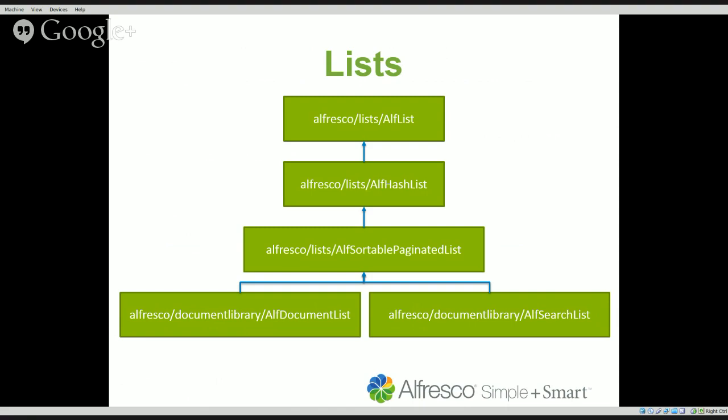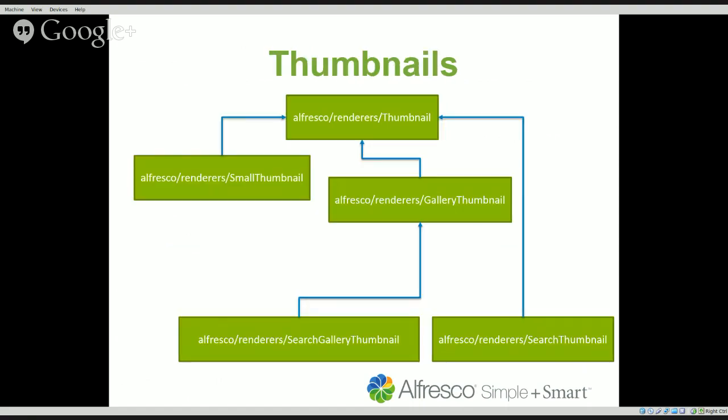So by abstracting it, we're able to make everything smaller and neater, and anyone who just wants basic list capabilities can use Alf list. That's the general idea, that we can build this kind of hierarchy. And the other neat thing, another example, like for thumbnails, is this concept of mix-ins.